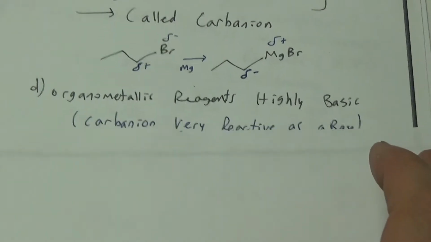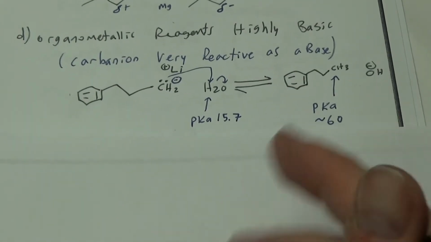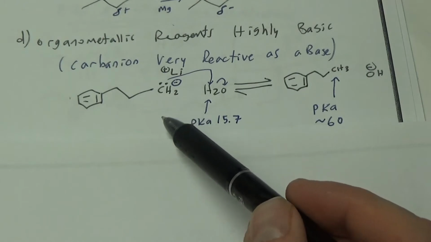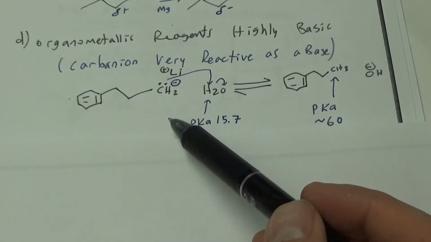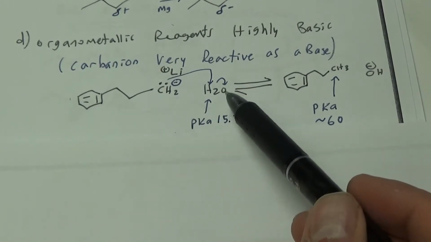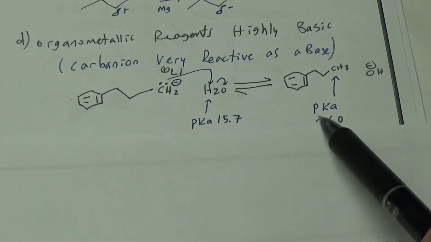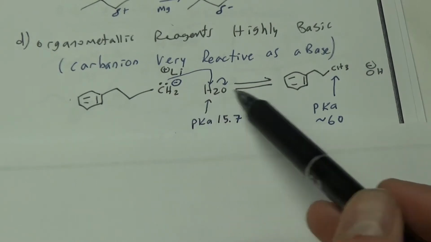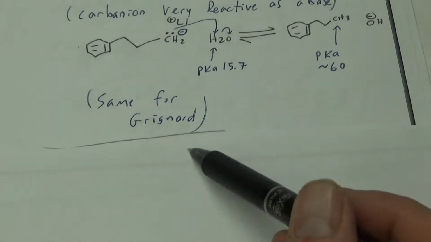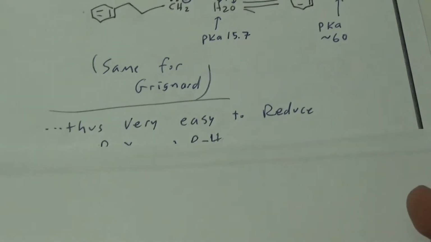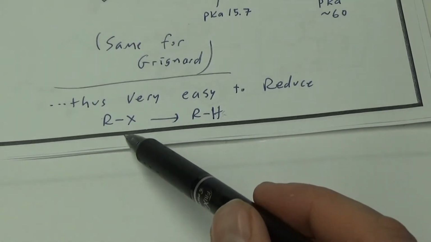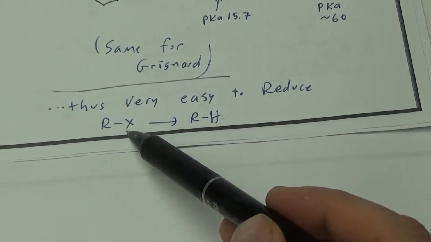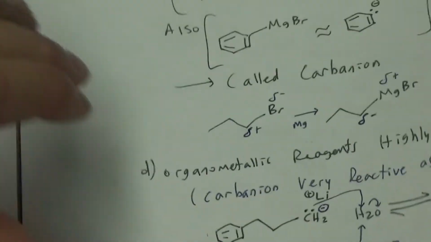We talked about how they're highly basic. An organolithium, carbon lithium, is one of the strongest bases in the universe to our knowledge, and it will rip off a proton from a lot of things with a pKa under 60. We'll say under 50 or so. It's very quantitative, so water will provide its proton, and then it just becomes a CH3 group. Same for Grignard, the magnesium one. So it's very easy to reduce a haloalkane to an alkane: just make an organolithium or Grignard, and then throw in H2O.